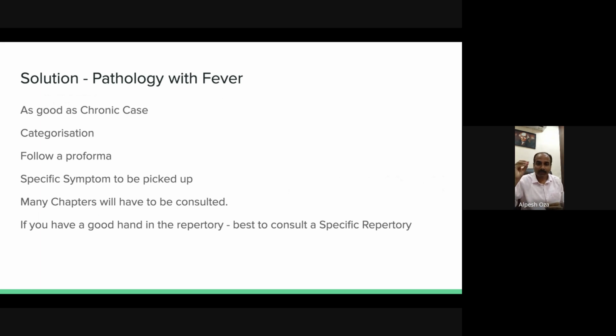Can you pick up some specific symptom, or you'll have to consult the entire case? From the repertory, different chapters will need to be consulted. If you have a good hand in repertory, you can consult a specific repertory like Boenninghausen's Characteristic Repertory. But all depends on how deep the case is.